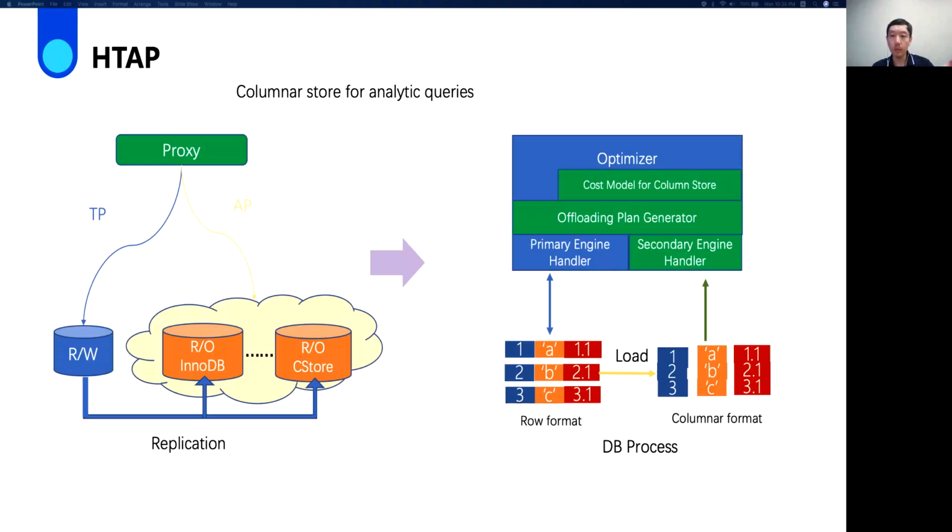On the left side is our current solution, where the system is deployed as an individual RO node. Whether a query should be executed in the row-based engine or column-based engine is totally determined by the proxy through the manually specified connection string or some very simple heuristic rules, which in many cases may cause incorrect query routing. The other problem with this solution is that the entire query has to be processed on either the row-based engine or the column-based engine. It cannot combine the advantages of both engines.